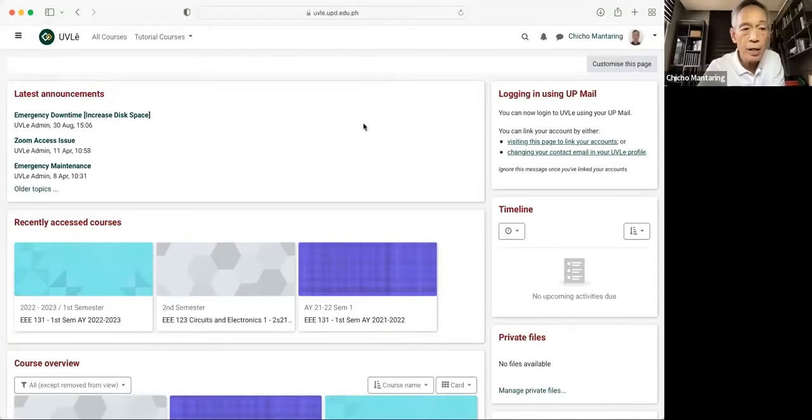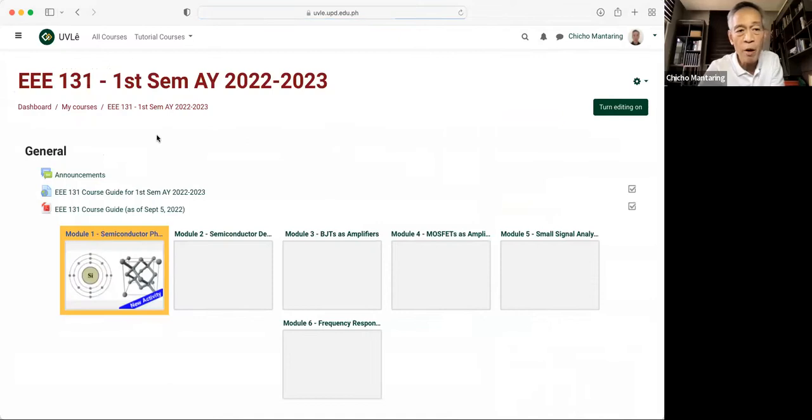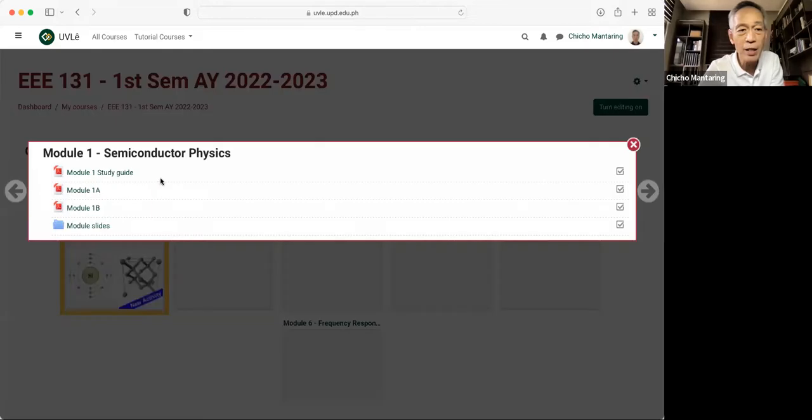So again, this is the UVLE page for EEE 131. All the materials are going to be organized in these folders, module 1 to module 6. The folder for module 1 has already been populated. If I click into this, you're going to see what you have here.